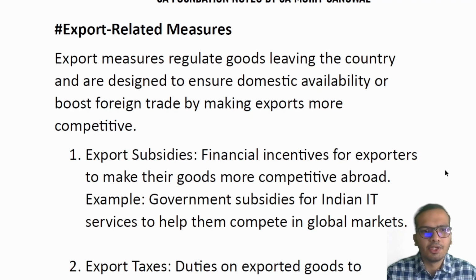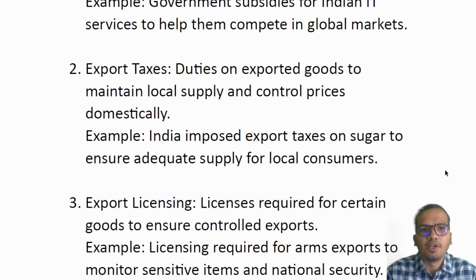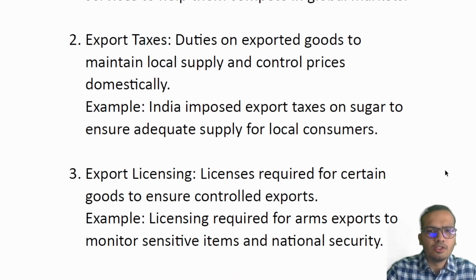making export more competitive. So first is export subsidies. So financial incentives for exporters to make their goods more competitive abroad. Example, government subsidies for Indian IT service to help them compete in global markets. Second is export taxes. So duties on exported goods to maintain local supply and control prices domestically. Example could be India imposes export tax on sugar to ensure adequate supply for local consumers.